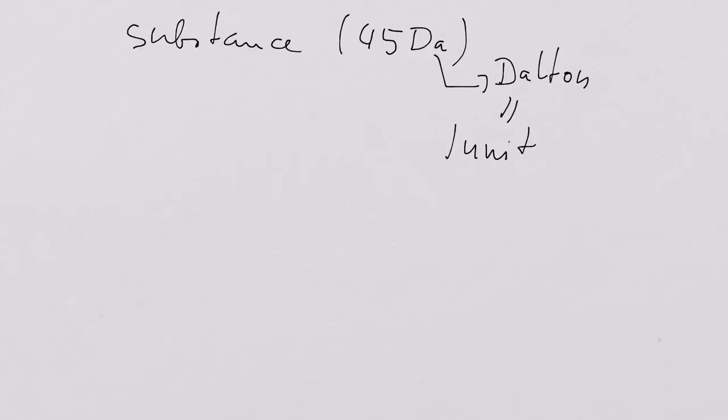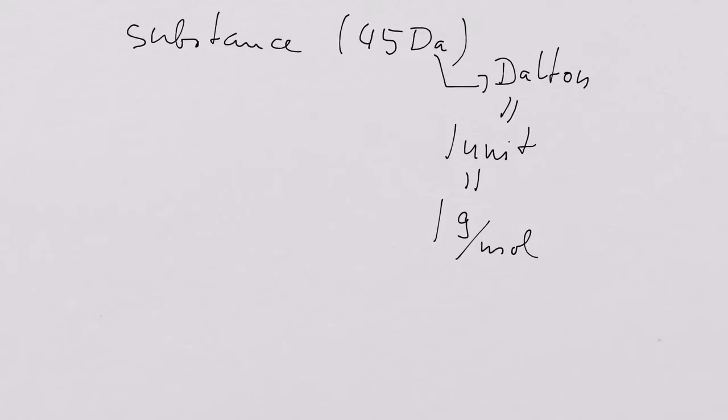Now that doesn't help us a lot. But 1 unit is defined as having a molecular weight of 1 gram per mole. Chemists can be absolutely awkward. So whenever you see 45 Dalton, you know that this substance actually has a molecular weight of 45 gram per mole. With low molecular weight substances, usually people are more reasonable and they don't go for this nonsense Dalton.